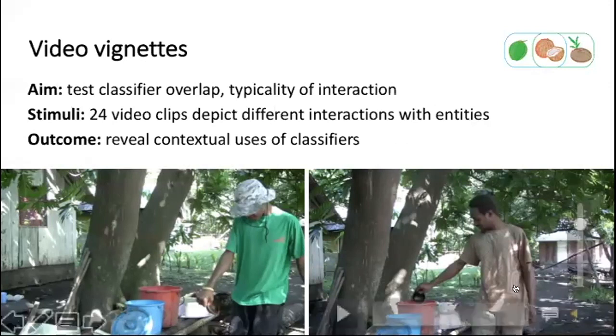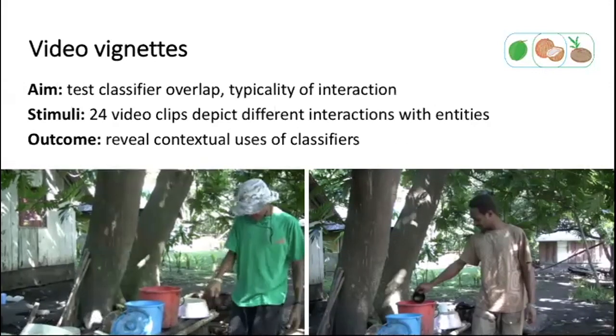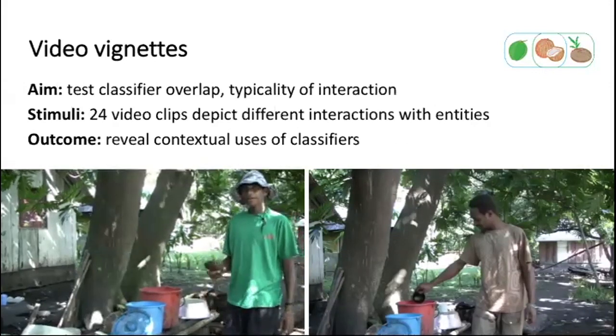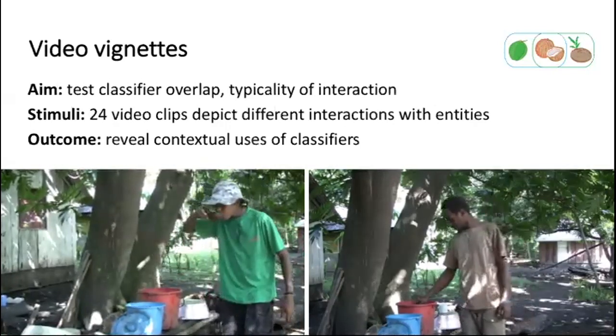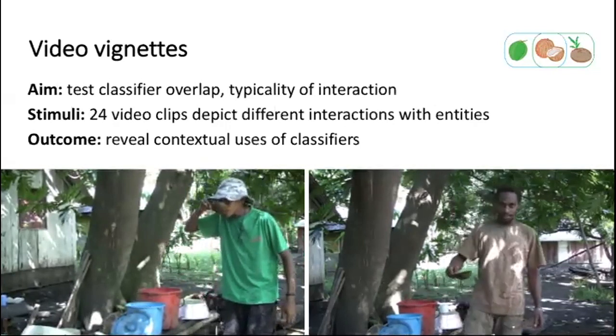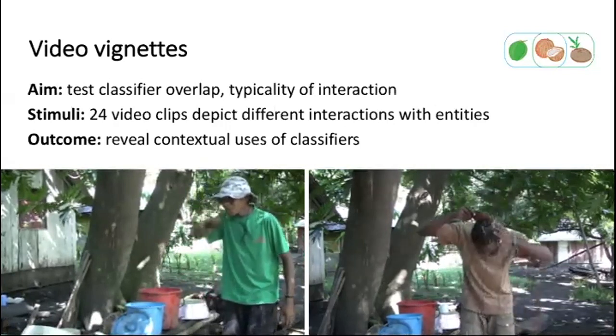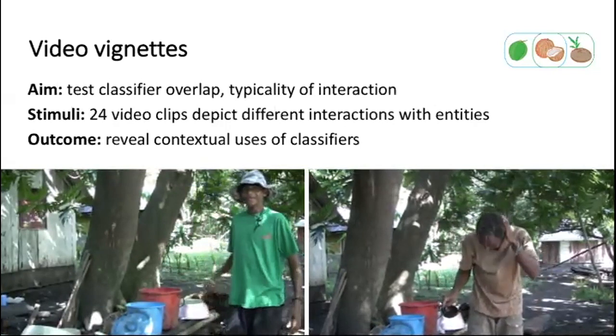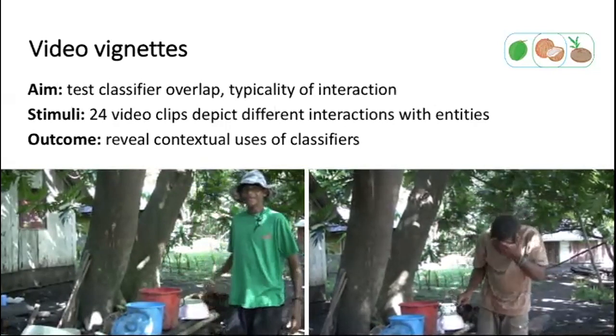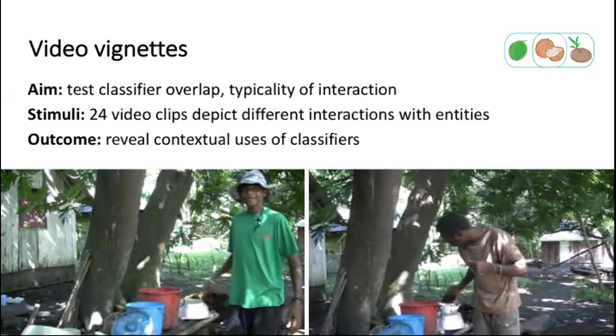So for example, here we have Jake on the left, who is drinking his water, and we have Johnny on the right, who is washing with his water. Participants had to use a possessive construction to describe these different contexts to see whether the noun water would occur with different classifiers dependent upon the context.